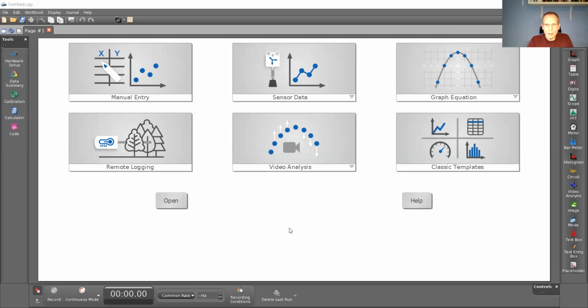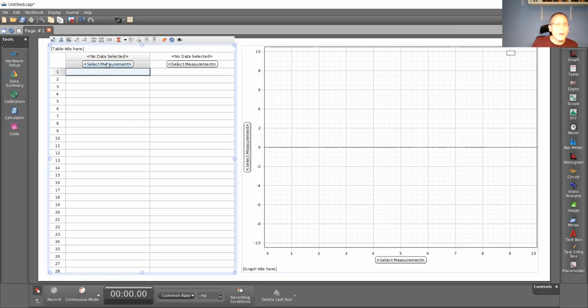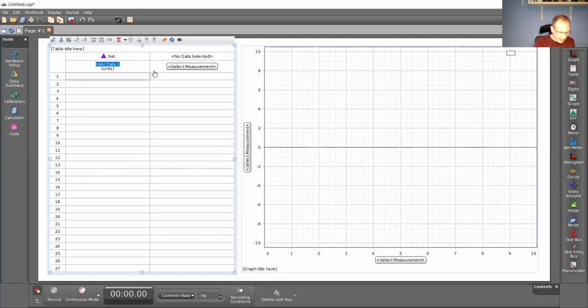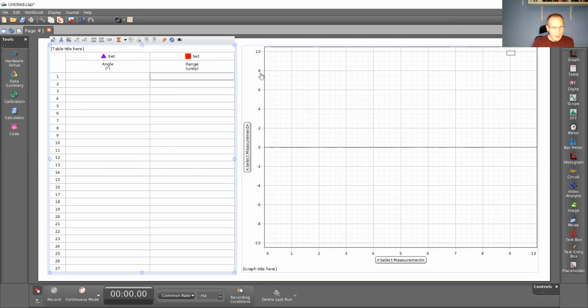Okay, so we're on Capstone. Let me go to classic templates. Let me choose this one. I want to create new user enter data. Let's do angle in degrees. You could just write out degrees, or if you know how to do the degree symbol, if you hold the Alt key down and type 248 on the numpad, it gives you degrees. But if not, just write degrees in, that's fine. And then here I create new user enter data. I want range, and that's going to be centimeters.